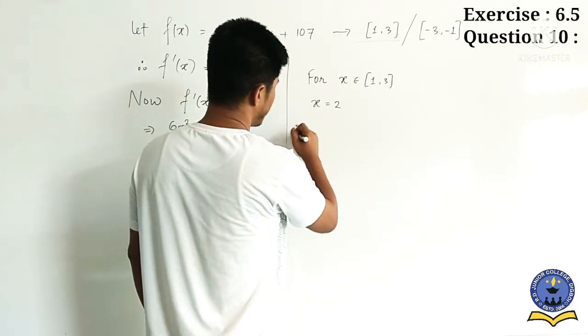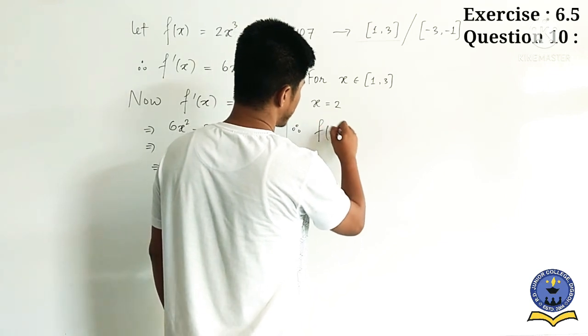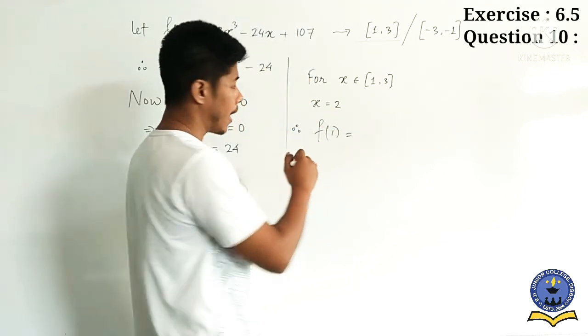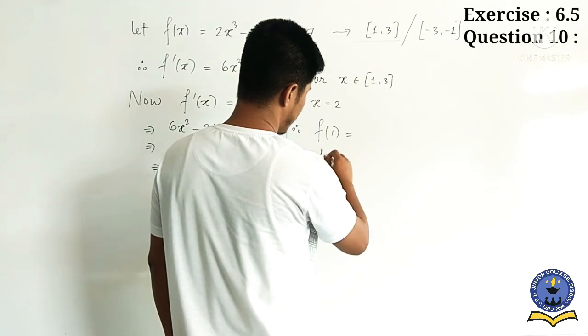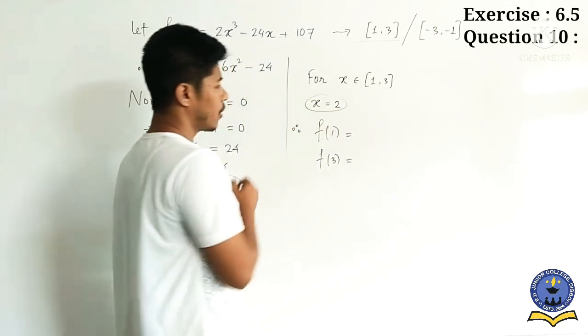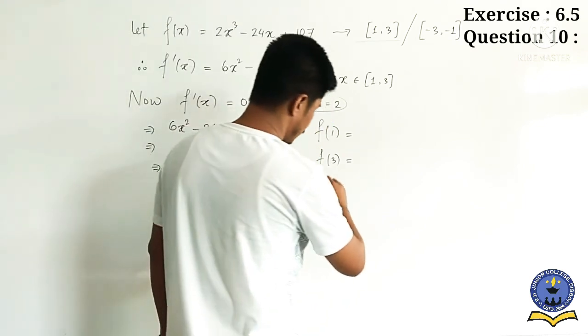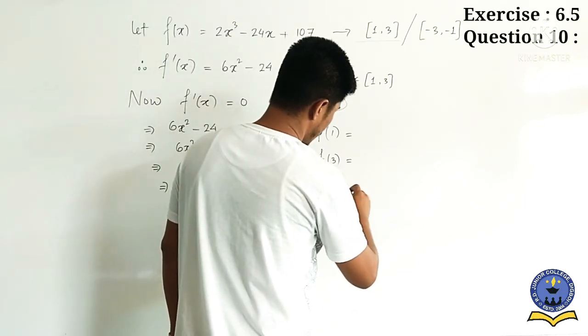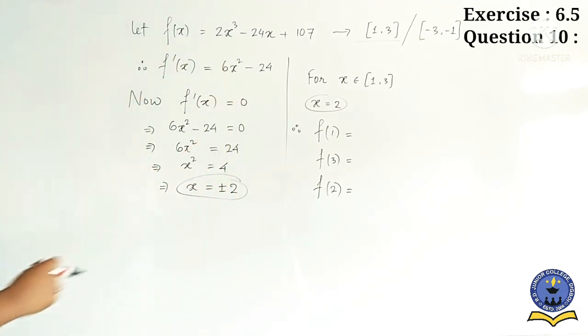So if we put first of all 1, and then the next endpoint, here we have to put 3, and the last one is here. Because the critical point is 2, that's why here we have to put 2, and then we have to find out the value here.